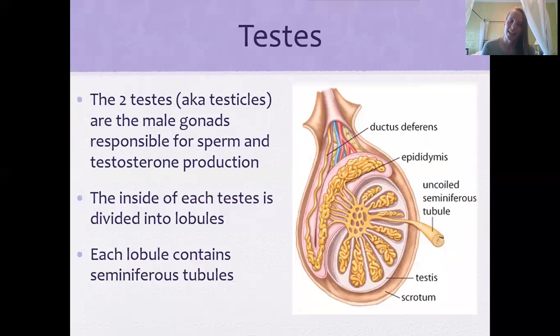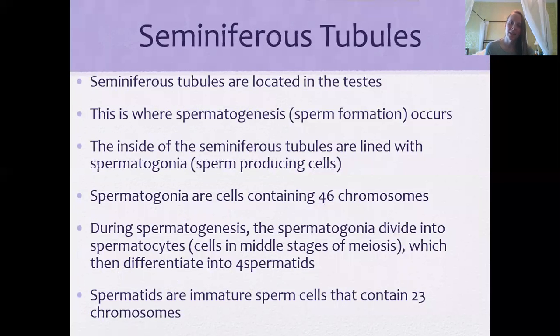The testes, aka testicles, are the two male gonads responsible for the production of both sperm and testosterone. Inside of each testes, you can see, is divided up into these different lobules, which are these little kind of flower petally parts. And then inside each of those lobes are these seminiferous tubules, which are the noodly bits that you see inside here. Inside these seminiferous tubules is where spermatogenesis or sperm formation happens.